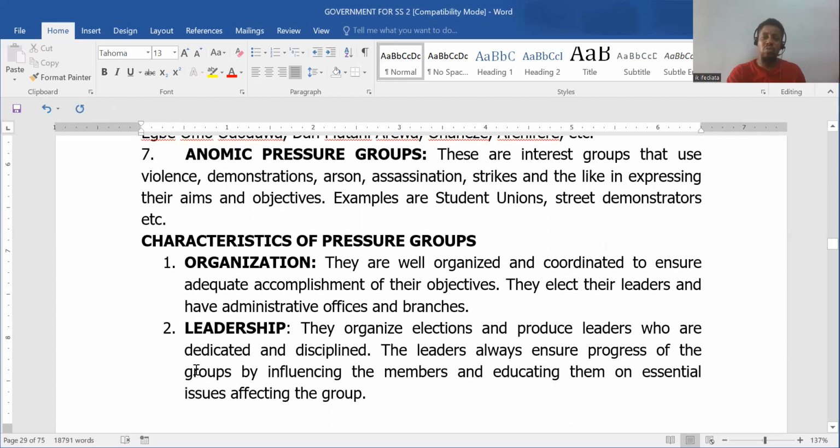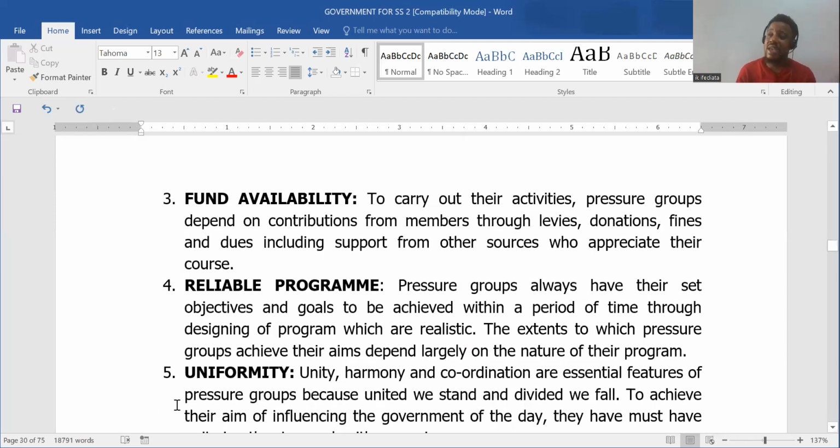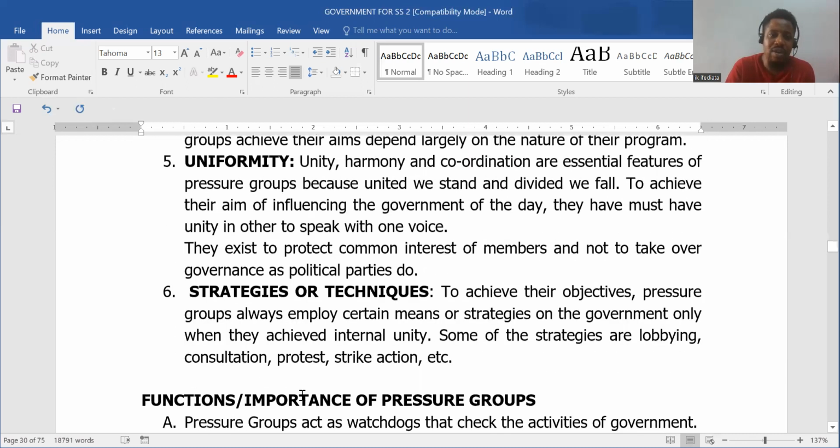Now, what are the features of pressure groups? They are highly organized and coordinated. They have a good leadership structure, very important. They have access to funds, either from their members or from donations or whatsoever. They have reliable programs that they use to sensitize their members and whatsoever. They are uniform in objective. They are coordinated. They work in harmony, because when you are united, you can achieve more. When you are not united, you can easily fall apart. Now they have strategies or techniques they use to achieve their aim, right? Strategies they employ, like lobbying, consultations, protests, boycotts, strike, etc.